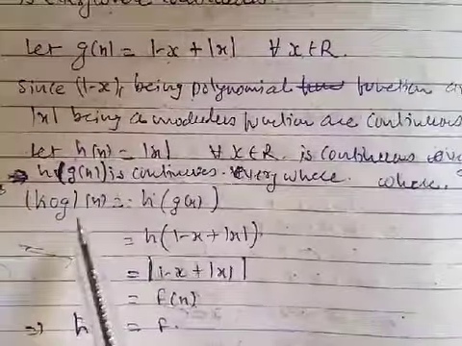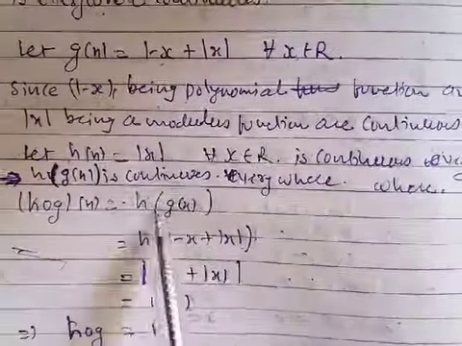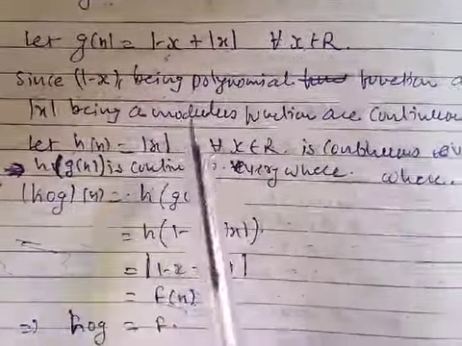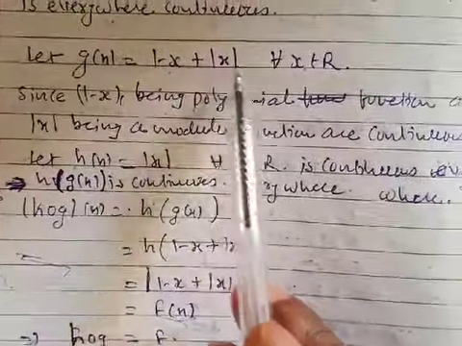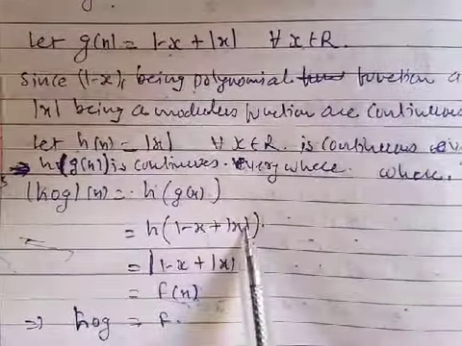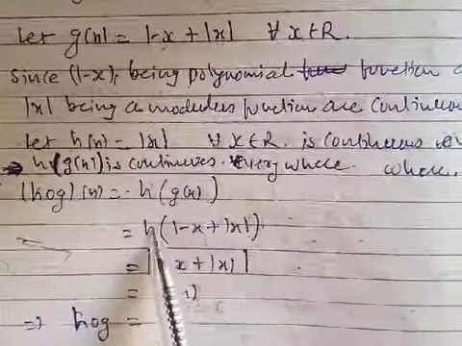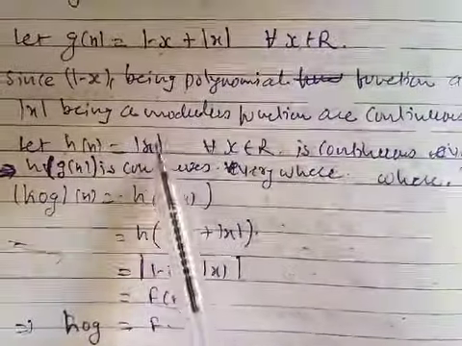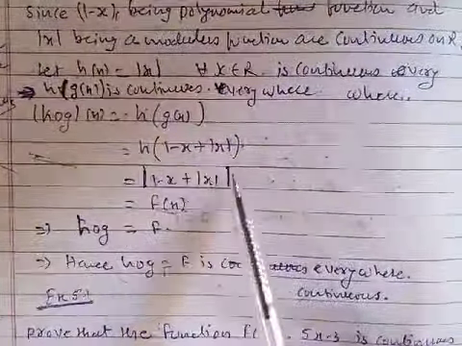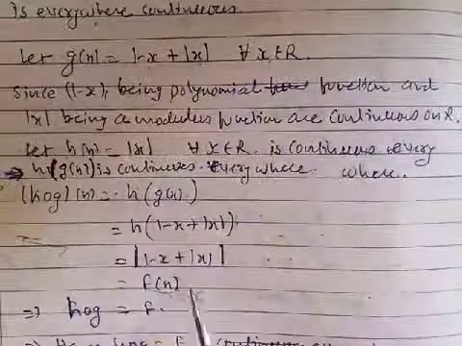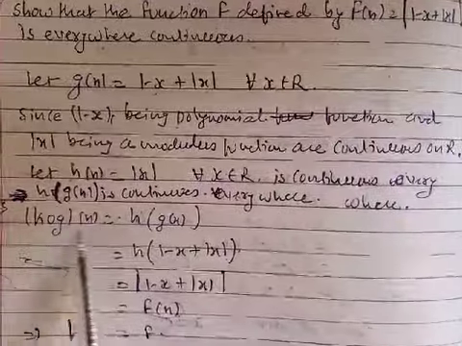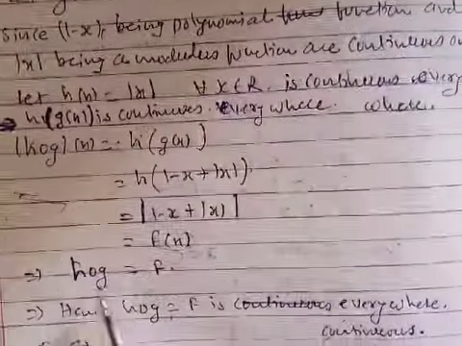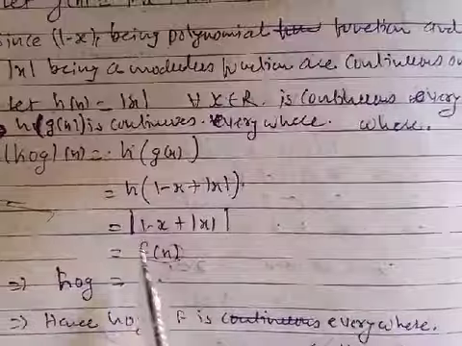How will we say that? Fog of x is equal to h of g of x. What is g of x? 1 minus x plus mod of x. Okay. Now operate the h function. H is what? Mod. So put mod on it. What is equal to mod of 1 minus x plus mod of x, which is equal to f of x. We proved that fog of x is continuous, and therefore f of x, which we proved is equal to fog of x, is continuous.